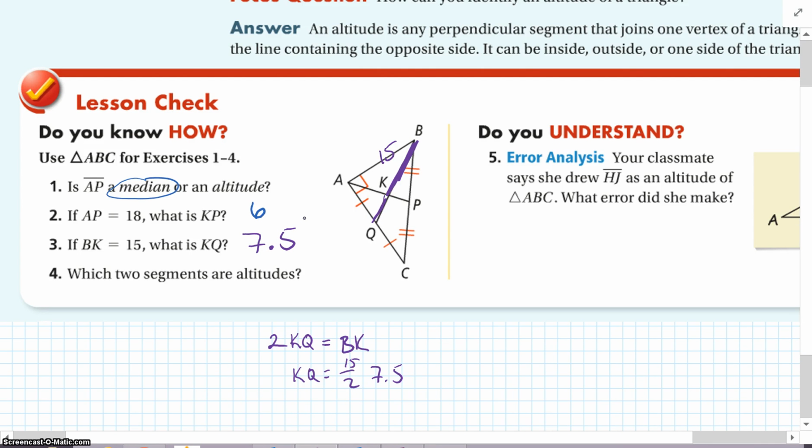Which two segments are altitudes? Well, this might be like a trick question. It's a right triangle, so BA is an altitude and CA is an altitude. Okay? Easy enough?